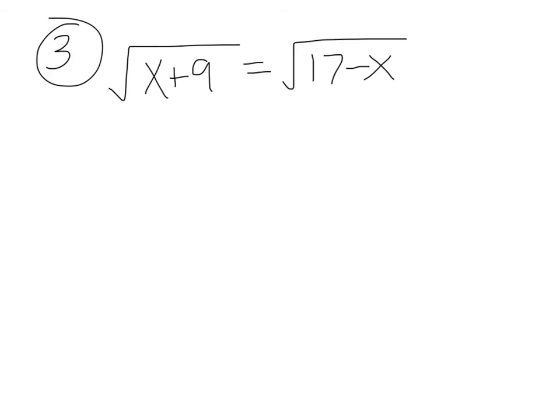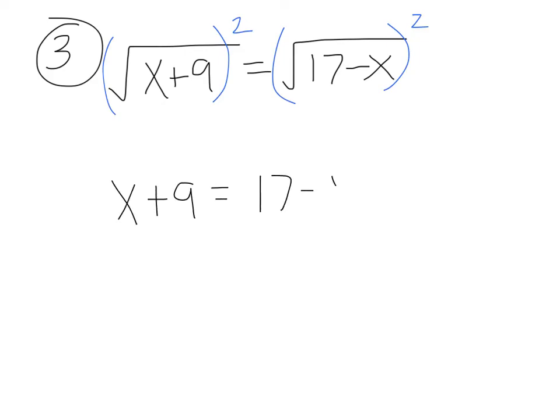All right, and our last one here. We have square root of x plus 9 equals square root of 17 minus x. There's nothing on the outside of the square root symbols, so the very first thing we want to do here is actually get rid of those square root symbols. Same way we did in the last two problems, we're going to square both sides. When you square both sides, everything stays the same except for your square root symbols go away. So x plus 9 equals 17 minus x.